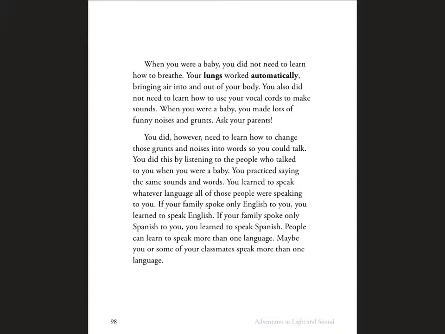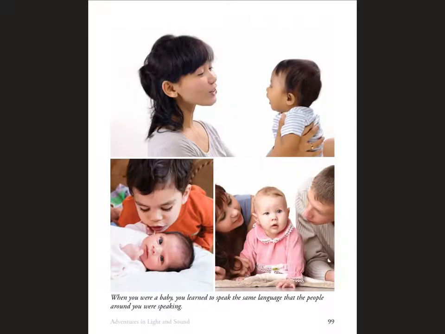You practiced saying the same sounds and words. You learned to speak whatever language all of those people were speaking to you. If your family spoke only English to you, you learned to speak English. If your family spoke only Spanish to you, you learned to speak Spanish. People can learn to speak more than one language. Maybe you or some of your classmates speak more than one language. When you were a baby, you learned to speak the same language that the people around you are speaking.